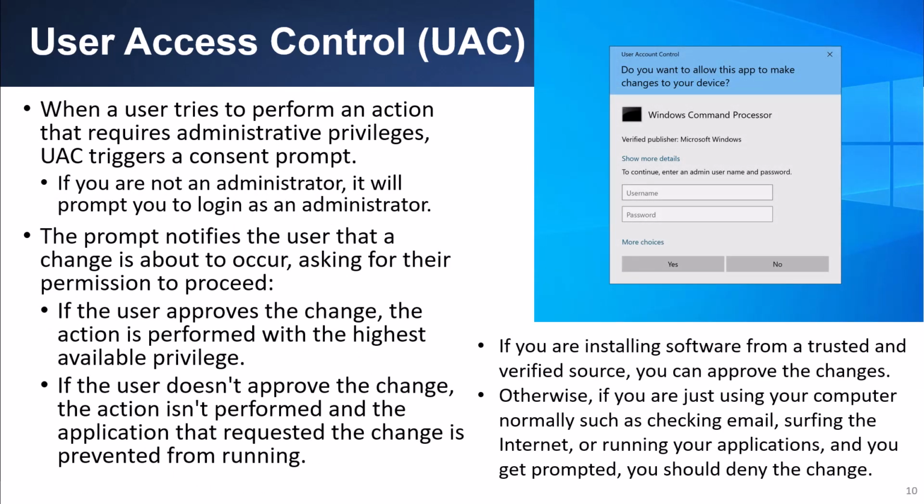When a user tries to perform an action that requires administrative privileges, UAC triggers a consent prompt. If you're not an administrator, it will prompt you to log in as an administrator. The prompt notifies the user that a change is about to occur, asking for permission to proceed. If the user approves the change, the action is performed with the highest available privilege for that user. If the user doesn't approve the change, the action isn't performed and the application that requested the change is prevented from running.